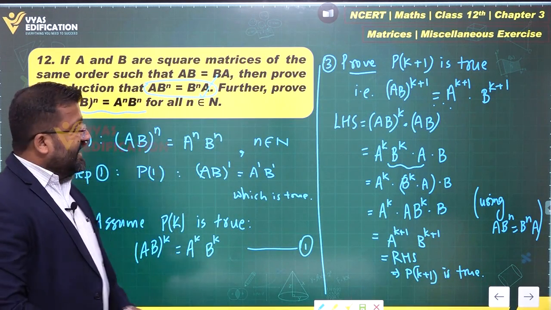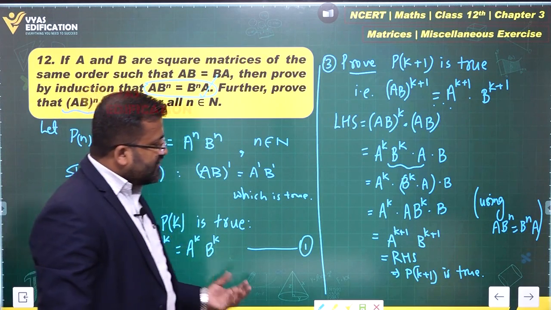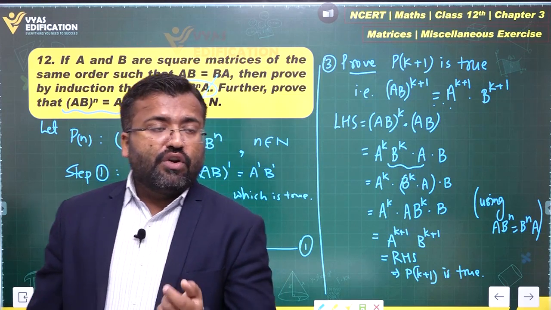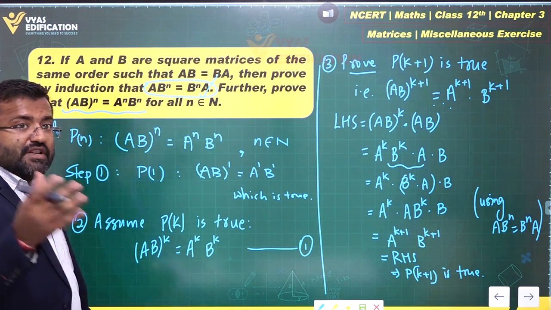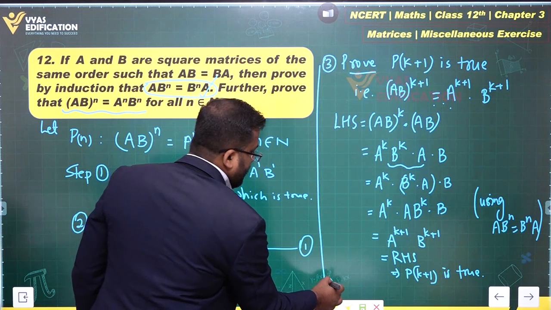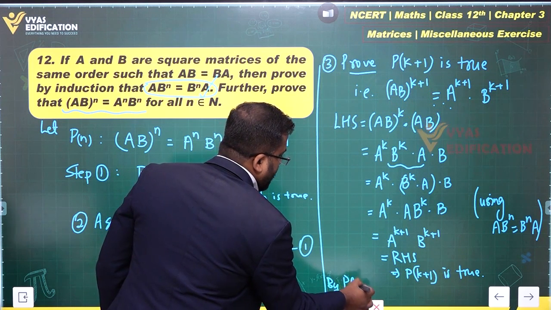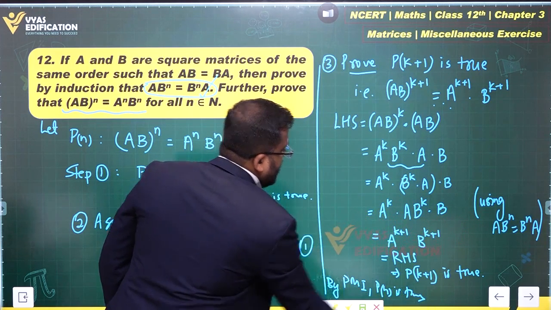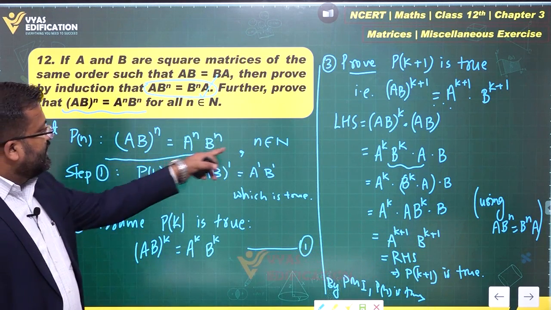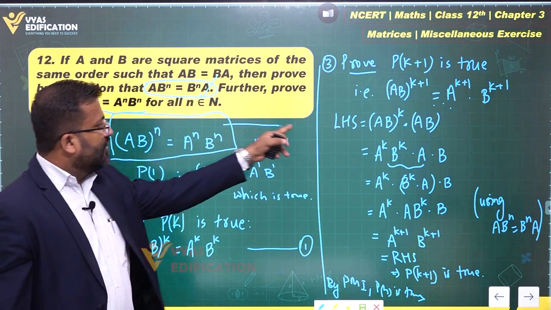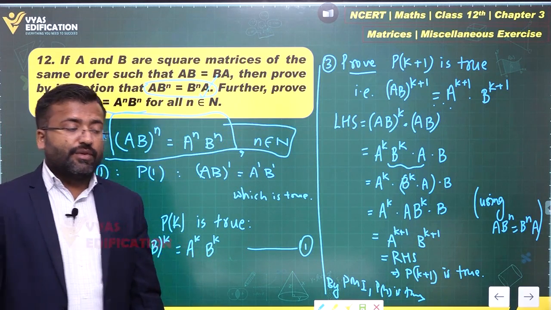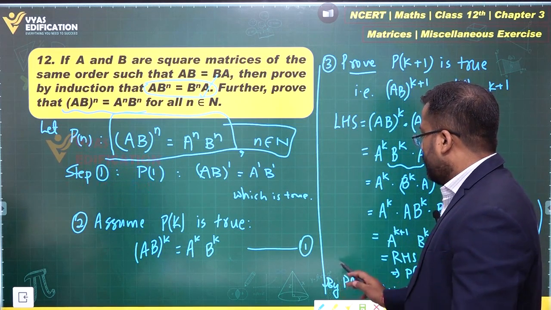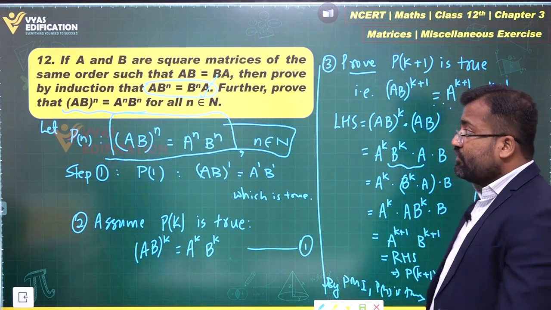By principle of mathematical induction, we can say P1 is true, Pk is true, and whenever Pk is true, P(k+1) is true. Therefore, by PMI, we can say that Pn is true. What is Pn? Pn is this statement, for n belongs to natural numbers. This is true, right? That's what you can observe over here. And by principle of mathematical induction, this is true, and therefore, that's the complete proof for this question over here.